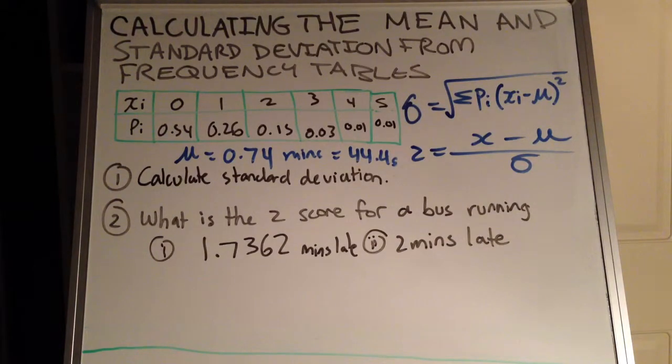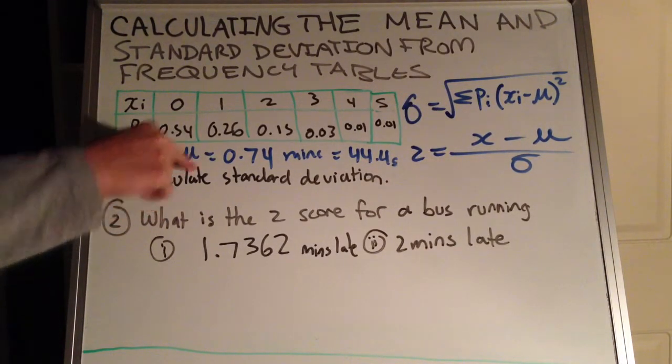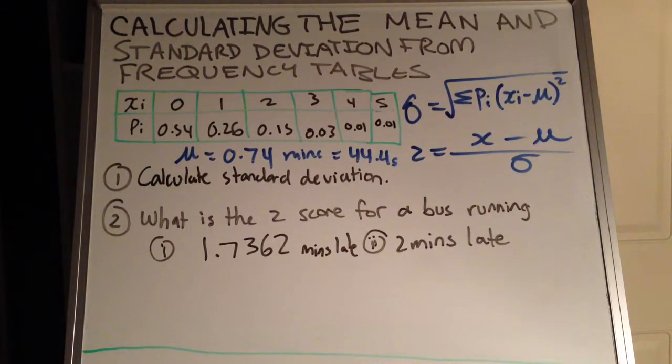Okay, so what we need to do now is work out the standard deviation. So in the previous video we worked out the mean. Mean's here, mean is mu, and the mean is 0.74 minutes, and we worked out what that was in seconds, because if you went up to someone and they asked how long is it going to be for the noodles to cook, and you said 0.74 minutes, they probably have no idea what you're talking about. So it's good to work with seconds there.